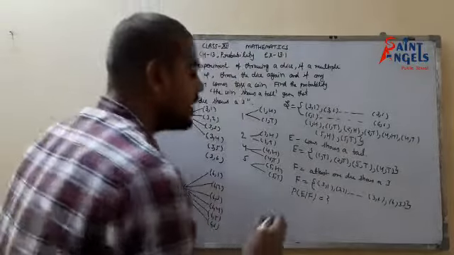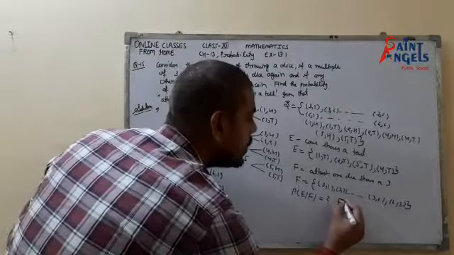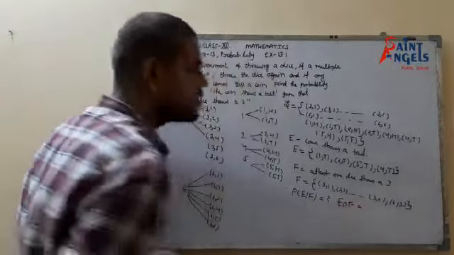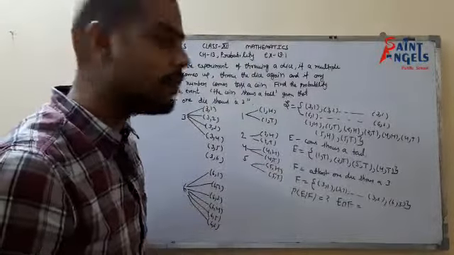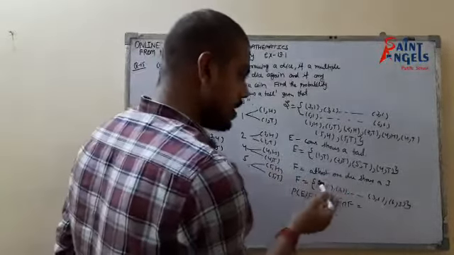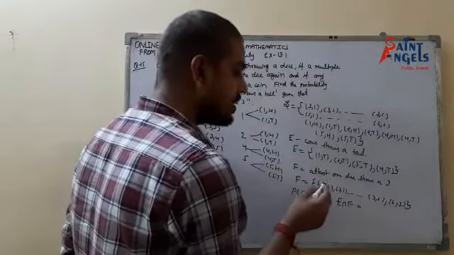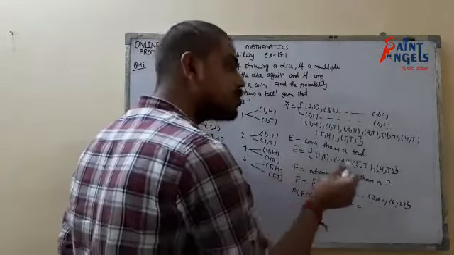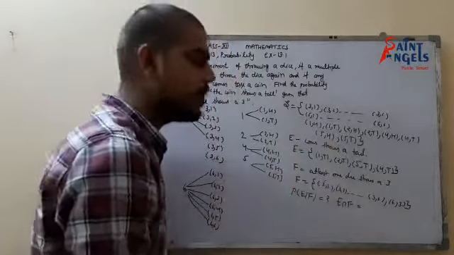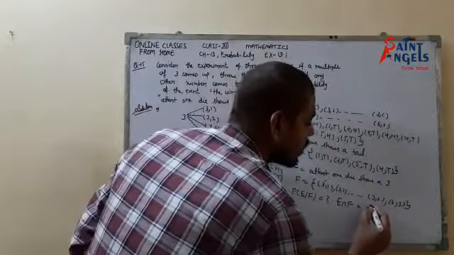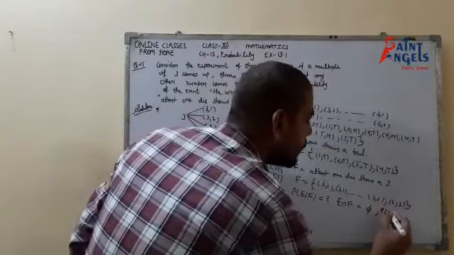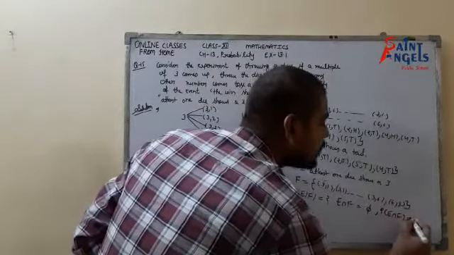First of all, find E intersection F. What is the common element between events E and F? I think there is no element, because in event F there is at least one 3, but in event E there is no 3. So there is no common element between them. So E intersection F equals the empty set, and P(E intersection F) equals 0.